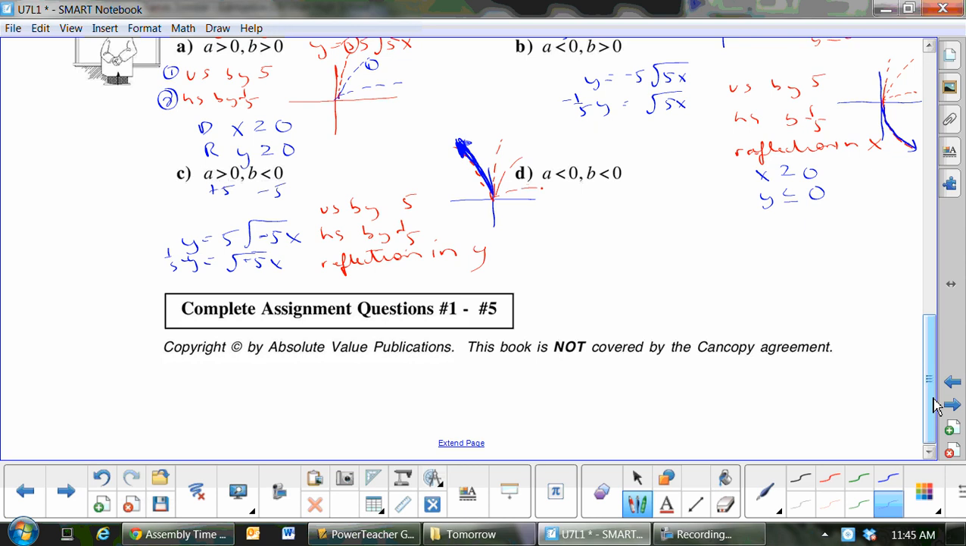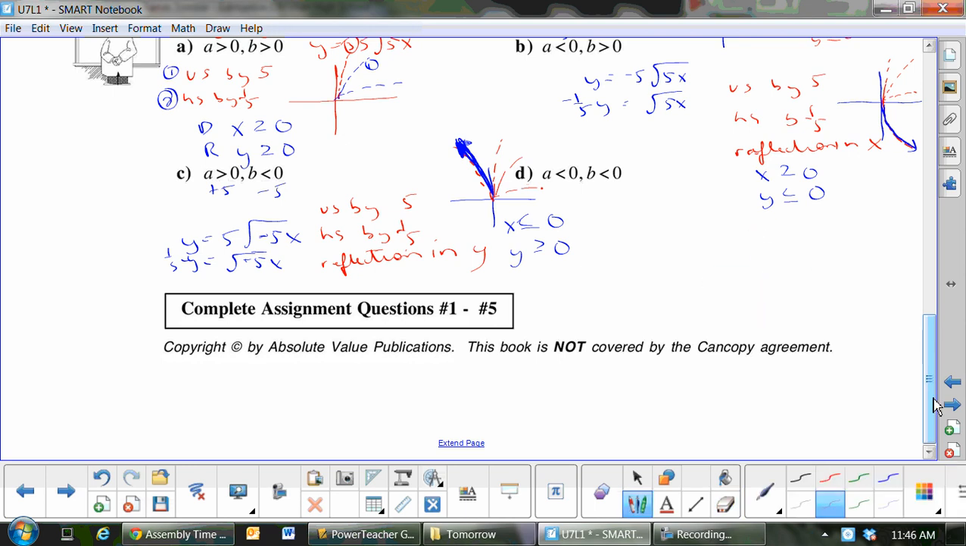Domain. What's domain? Less than or equal to 0. And range, greater or equal to 0. Okay. Last one. We're going to make them both negative.